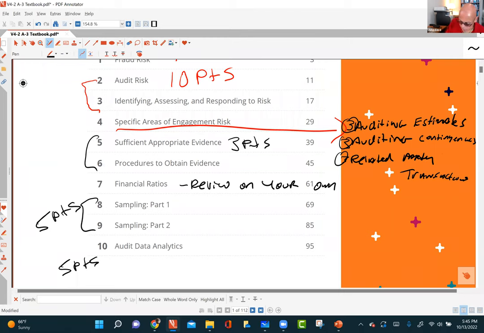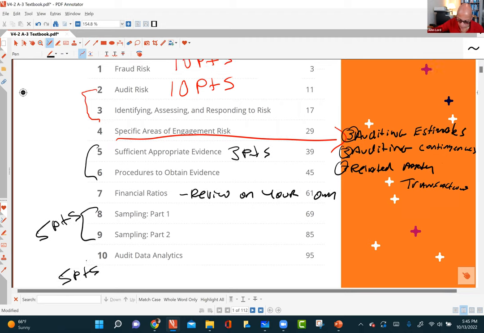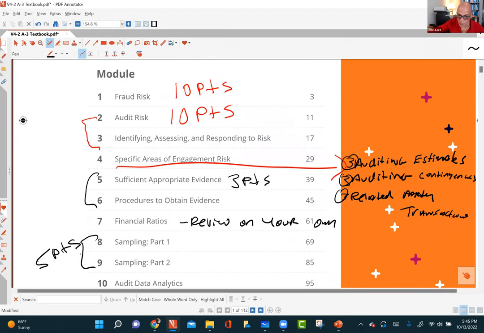So with all that as a sense of point values, you can see that assessing risk is a big, big part of the exam. That's 20 points right there. And it is pervasive because as you assess the risk, that determines the timing, extent, and nature of your further audit procedures. So you need to understand how to assess the risk and then respond to the risk. Now, fraud risk really is a subset of audit risk. So I think they have kind of flipped this, unfortunately.